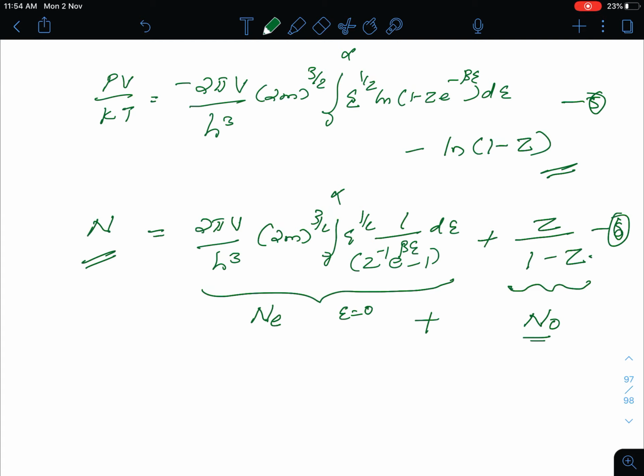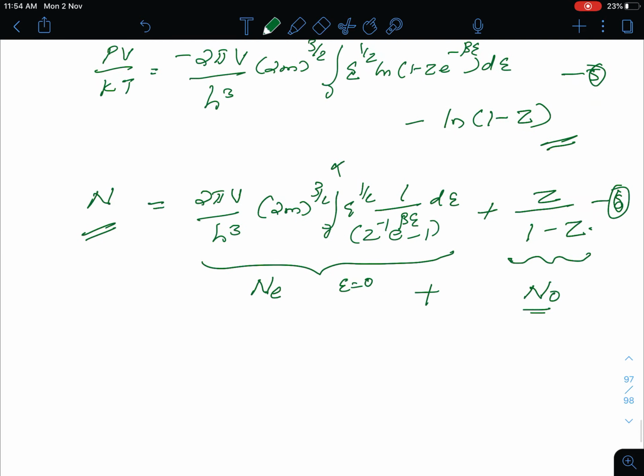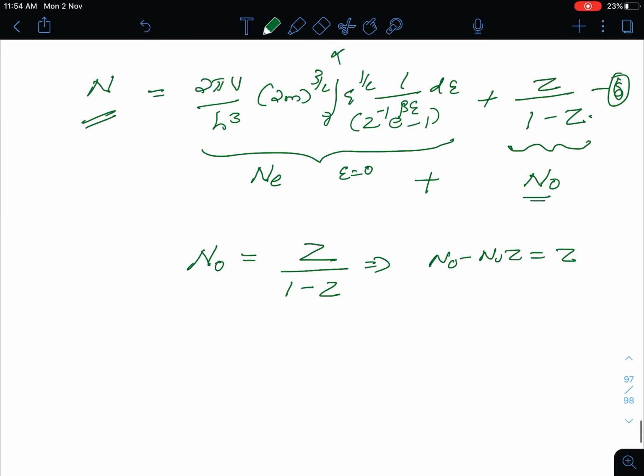In classical cases n0 is 0. No particles will be there in the zeroth energy level. But other times it will be there. So quantum mechanically it will be there. So we can say n0, the number of particles in the zeroth energy level, is simply z divided by 1 minus z, which gives you, if I multiply, cross multiply, n0 minus n0z is equal to z. Correct? So z into 1 plus n0 is equal to n0, or z is equal to n0 divided by 1 plus n0. Right? This is good.